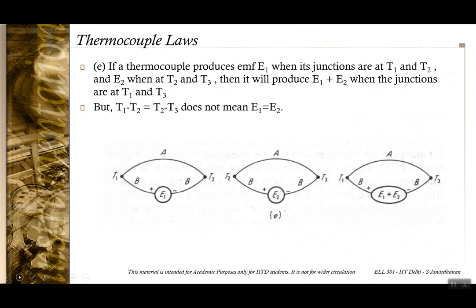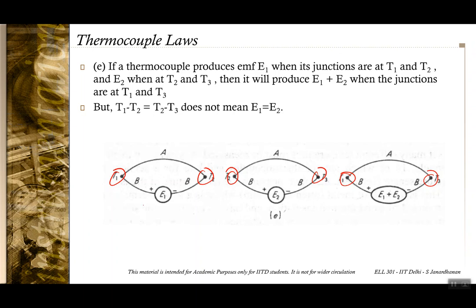Moving over, now if a thermocouple produces an EMF E1 when the junctions are at T1 and T2 and E2 when the junctions are at T2 and T3, then it will produce E1 plus E2 when the junctions are kept at T1 and T3. So this is the principle that I had used earlier, where even if the temperature changes, it's not going to affect the junction. The material changes also, it doesn't affect the junction.